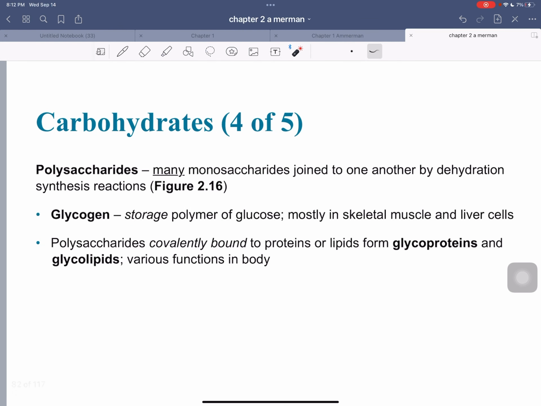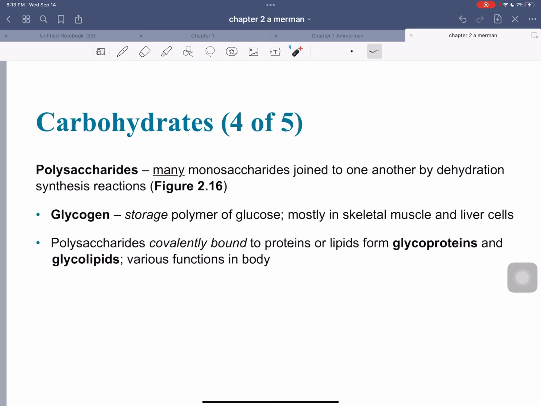Now let's talk about polysaccharides. Poly means many. These are a whole bunch of monosaccharides joined together. And remember, when we're joining them together, it's through the process of dehydration synthesis. And here's some examples. Glycogen. Glycogen is the one we really see in humans as the storage. And this is a whole bunch of glucose molecules stuck together.